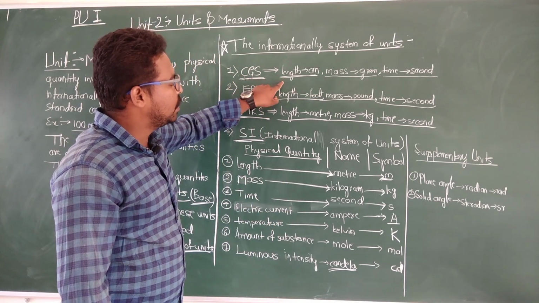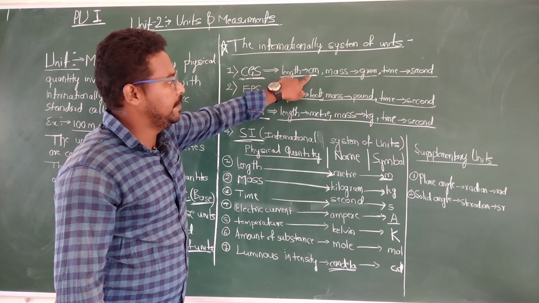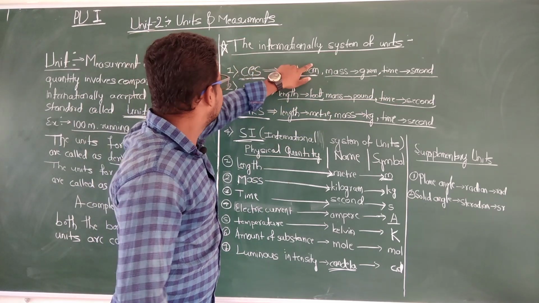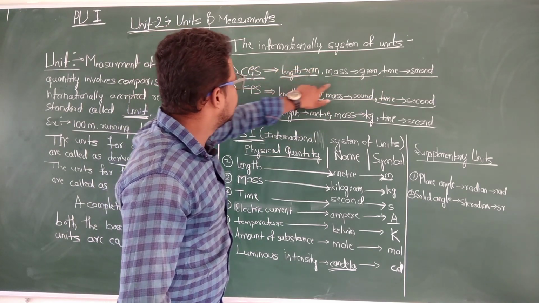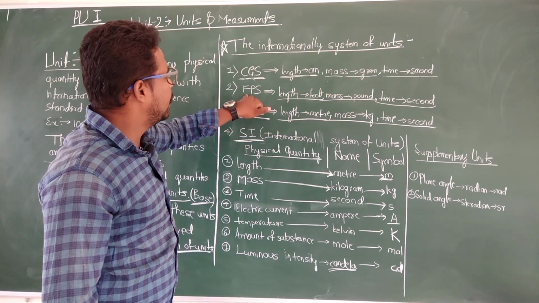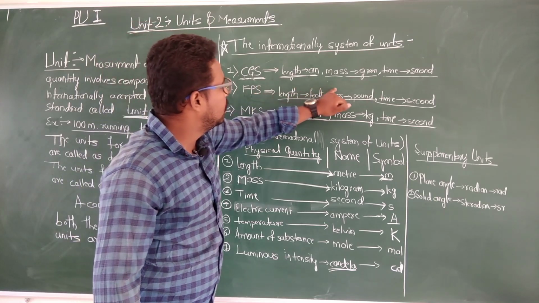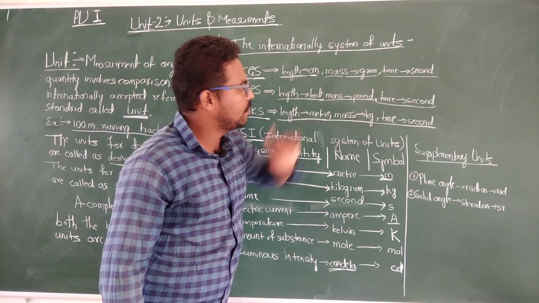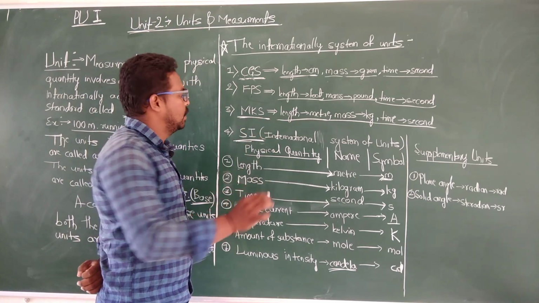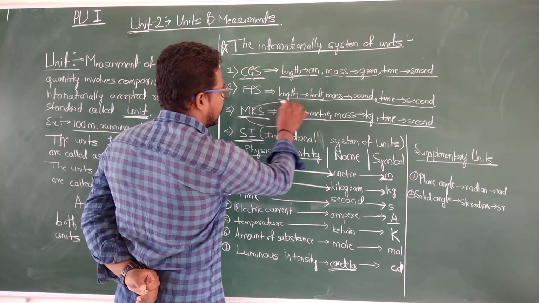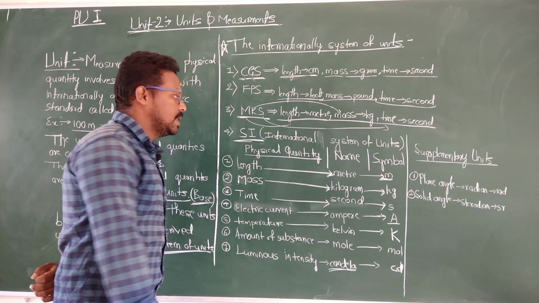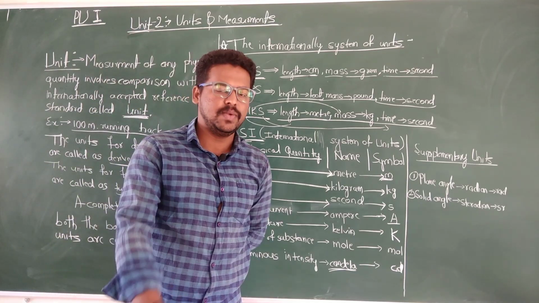CGS is length measured in centimeter, mass in gram, time in second. Okay, length in centimeter and G mass in gram, base in time. FPS: F means foot, P mass and S is time. Okay, MKS is almost SI, same. M means length, K mass kg and S time. Okay, so SI unit, the International System of Units, is very important.